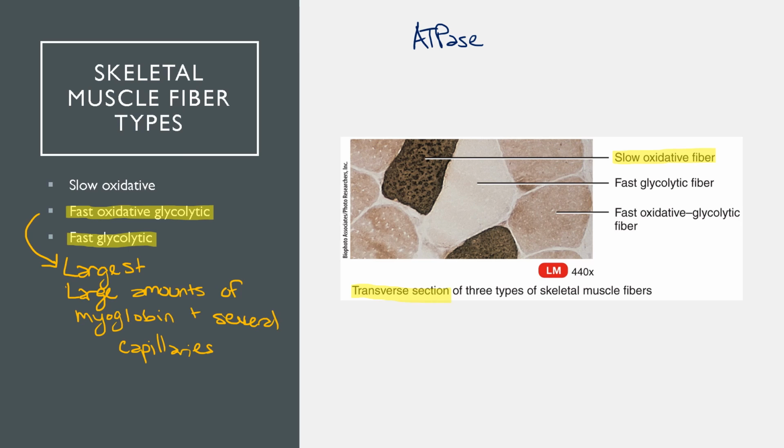And these fibers also appear red or pink in color, so kind of a lighter red than the slow oxidative fibers. And we'll put largest, and we'll also put pink here. They do generate a considerable amount of ATP by aerobic respiration. And this gives them a moderately high resistance to fatigue. So slow oxidative fibers are also going to be slow to fatigue.